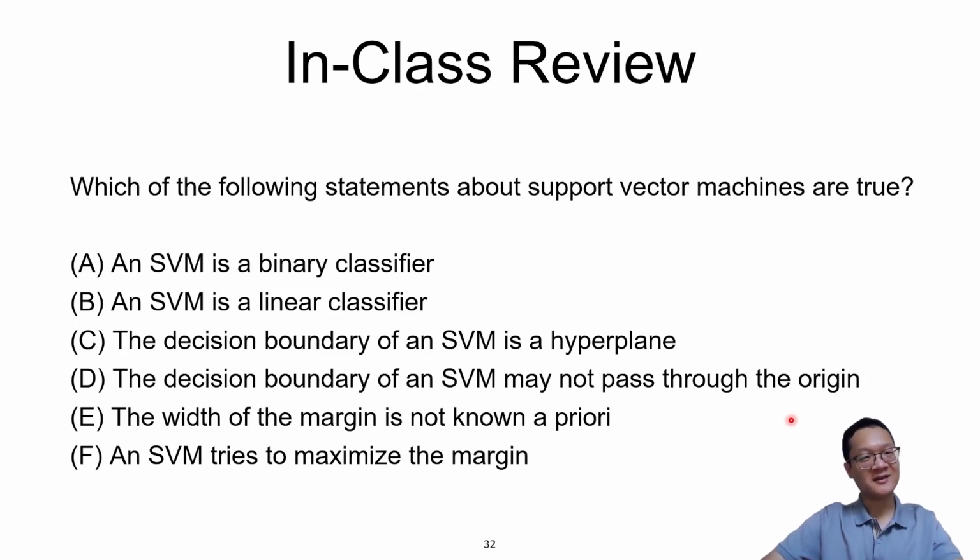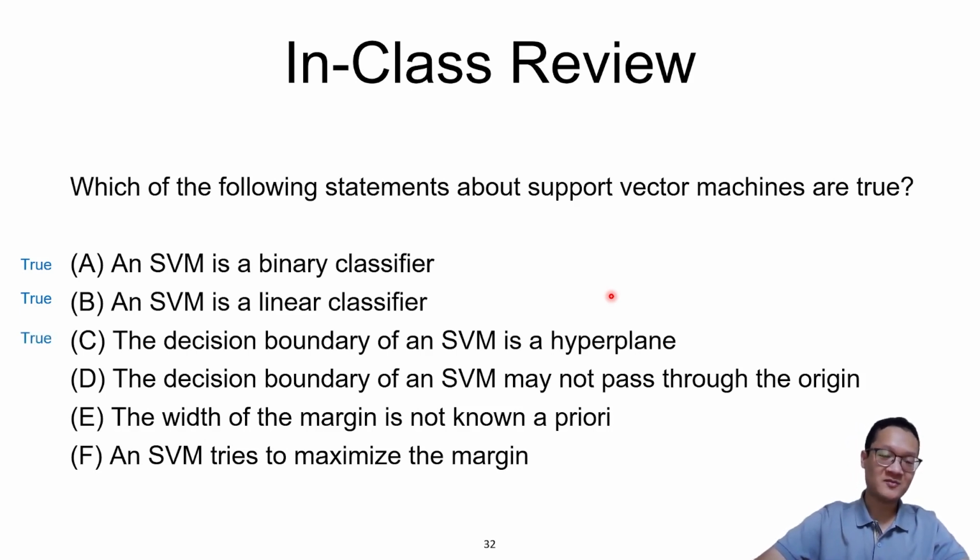Okay, let's take a look. An SVM is a binary classifier, so that's definitely true. An SVM is a linear classifier, also true. So we've been talking about using a single hyperplane to separate data from two different classes, right? So then the decision boundary of an SVM is a hyperplane, that's also true.